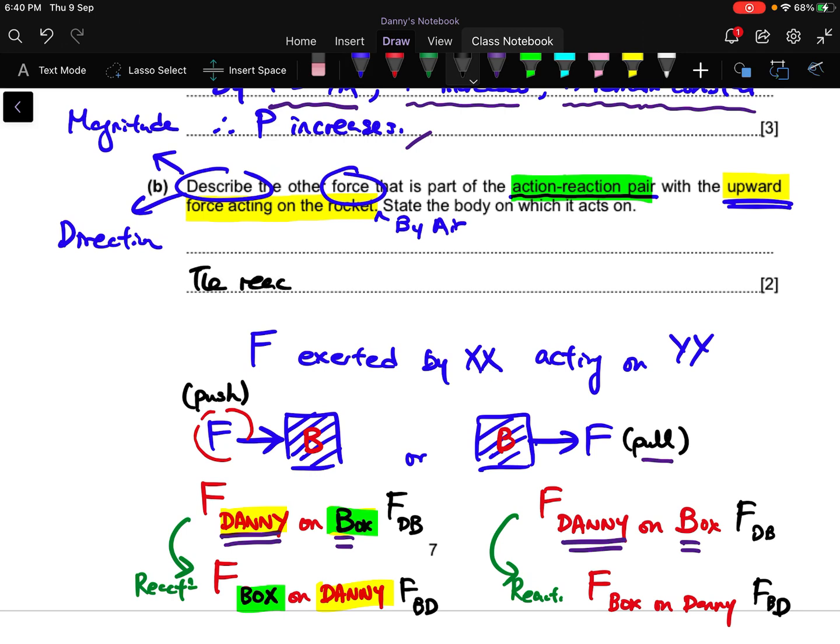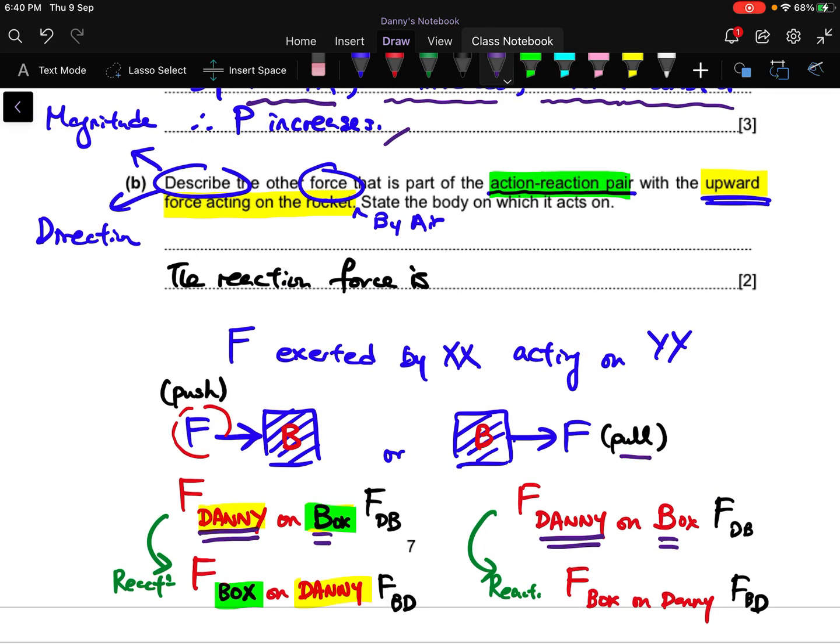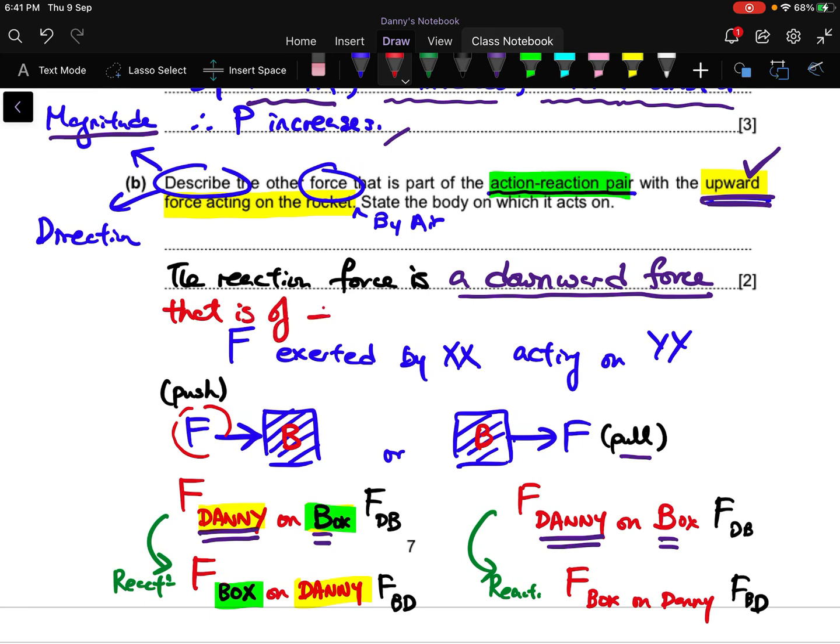I just need to say, okay, the reaction force is, very simple, straightforward English, a downward force, because reaction force will be opposite in direction. So a downward force, right? I tick here. A downward force that is of the same magnitude, right? So I quickly clear this one first because this is the easiest way to score this mark. A downward force that is of the same magnitude.